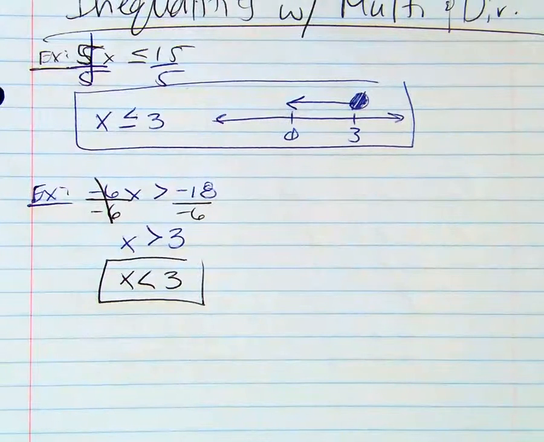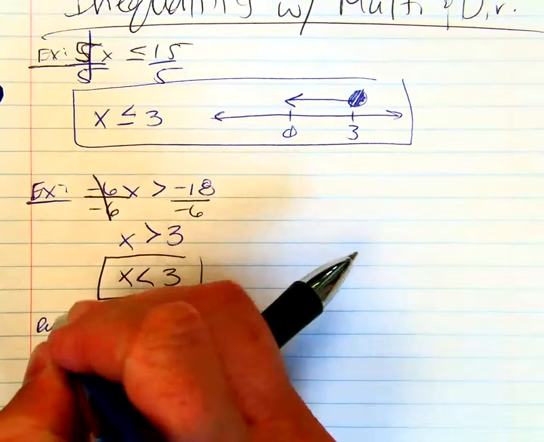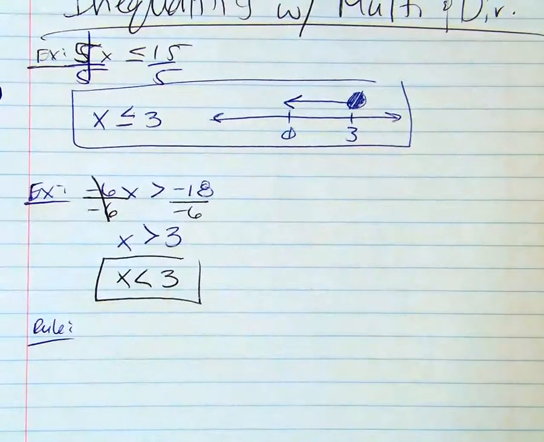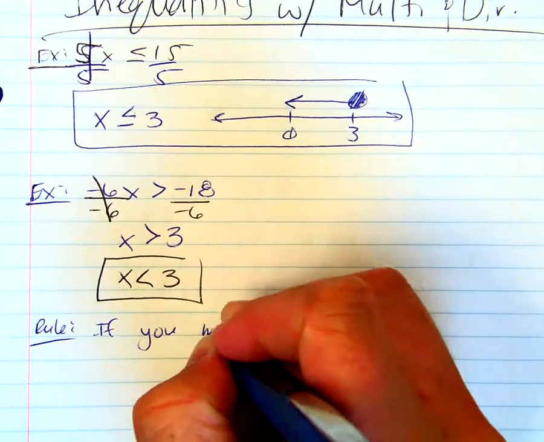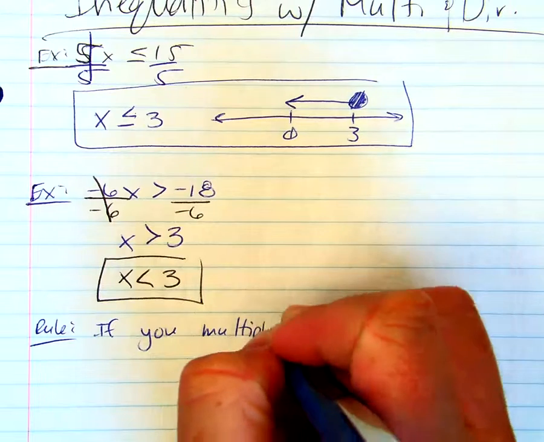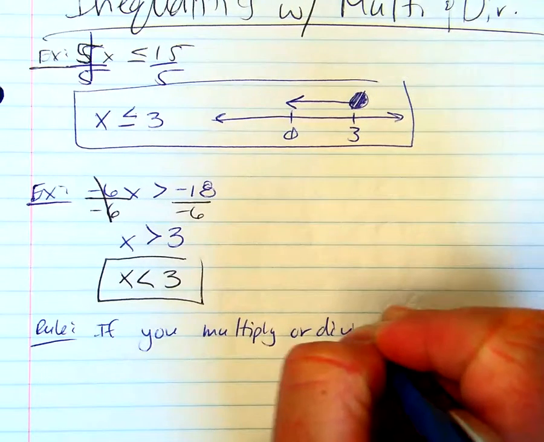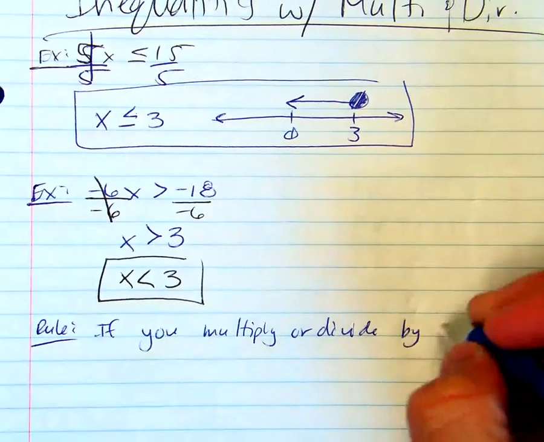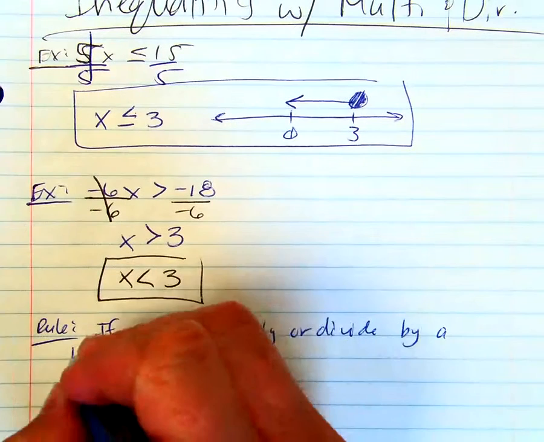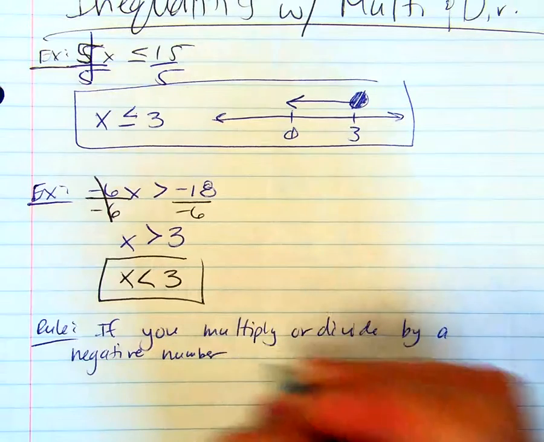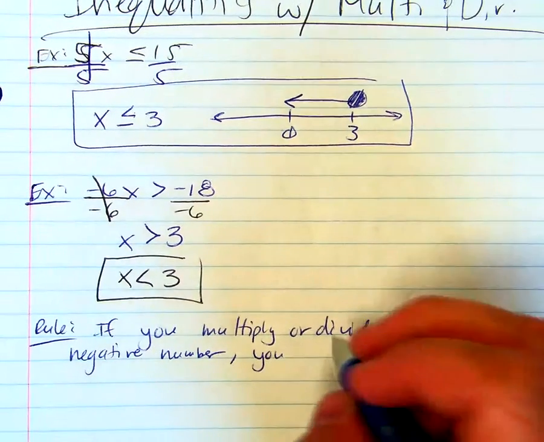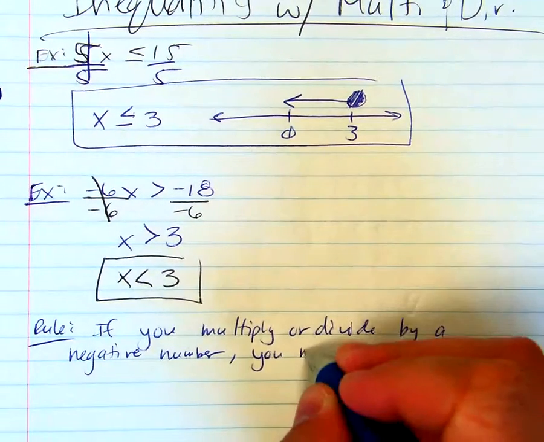There's a rule for this that I need you to please write down. This is always going to happen. When you're solving an inequality, if you multiply or divide by a negative number, you must flip the inequality sign.